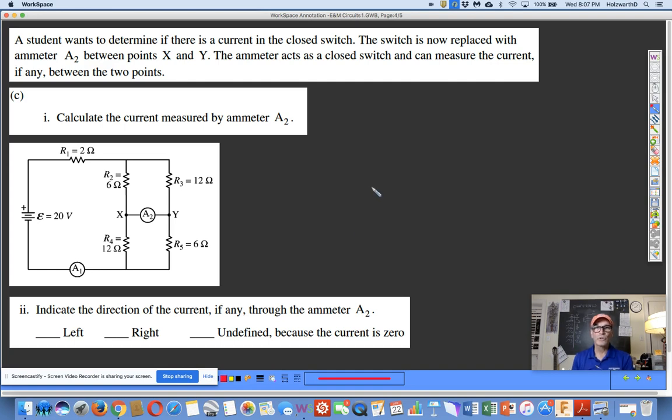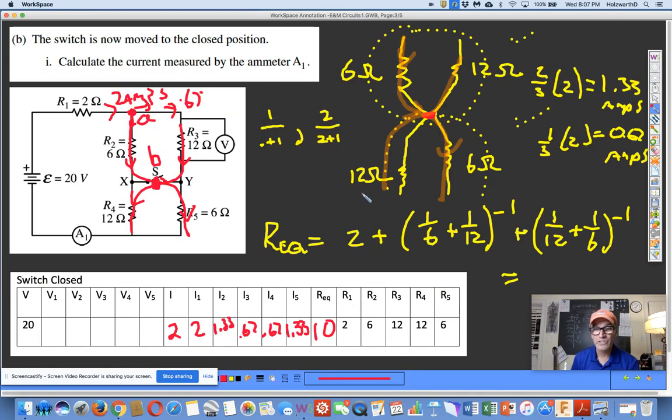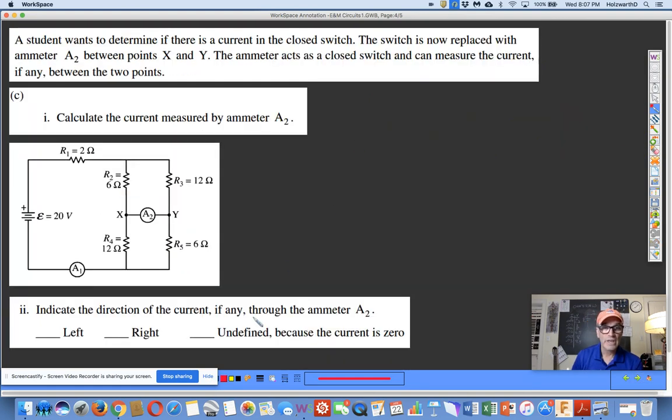An ammeter acts as a closed switch and can measure the current. Calculate the current measured by ammeter 2. I think I said a lot on the previous page that might suggest the answer, but let's look at it further.